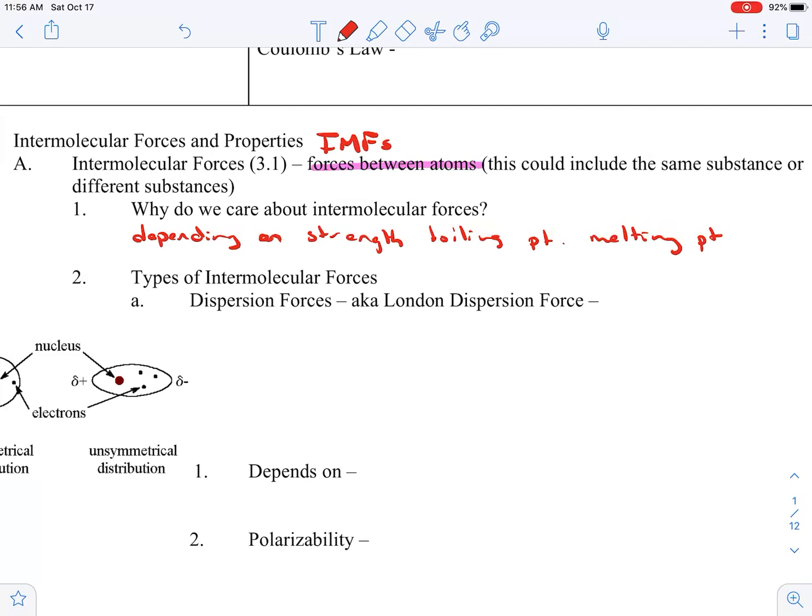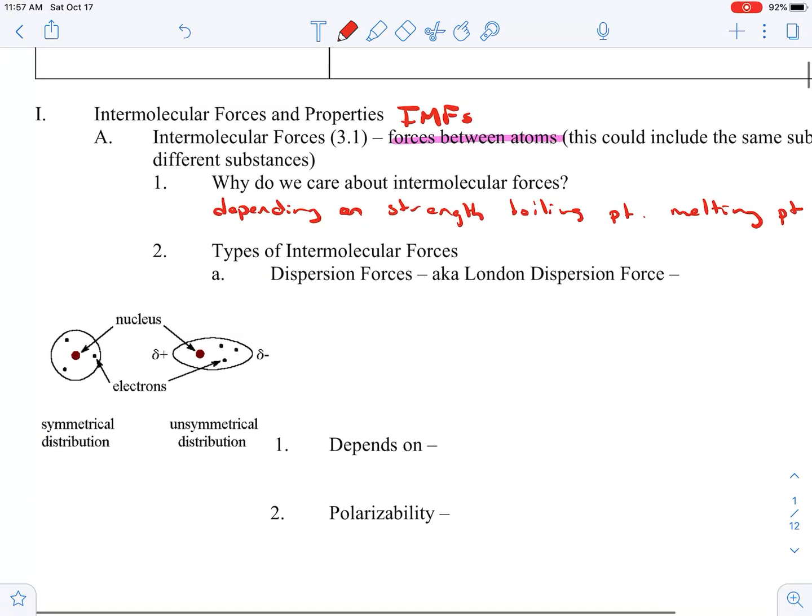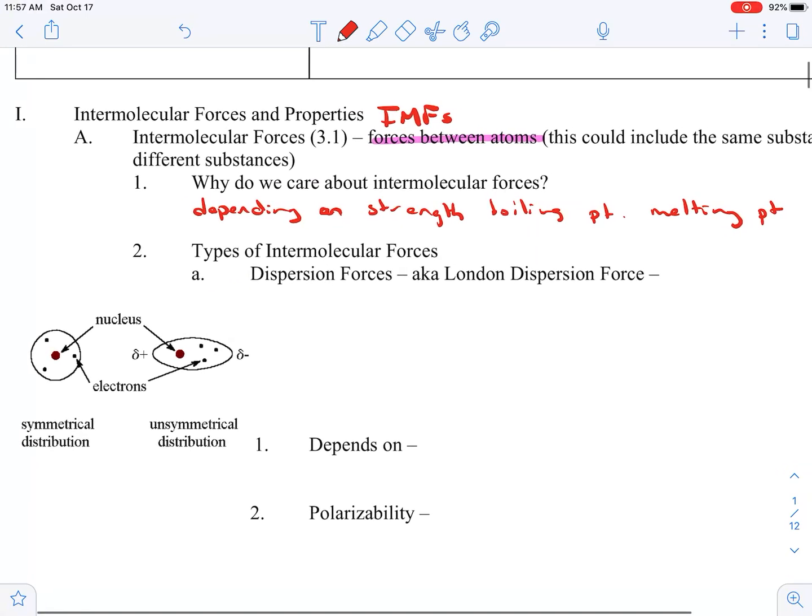So we're going to start with the weakest and work to the strongest intermolecular forces. But again, this is all relative, right? Dispersion forces can actually be quite strong if you have a ton of electrons. So we'll just jump in there. Our first type of intermolecular force is called a dispersion force, also known as a London dispersion force. They've actually switched to dispersion recently.